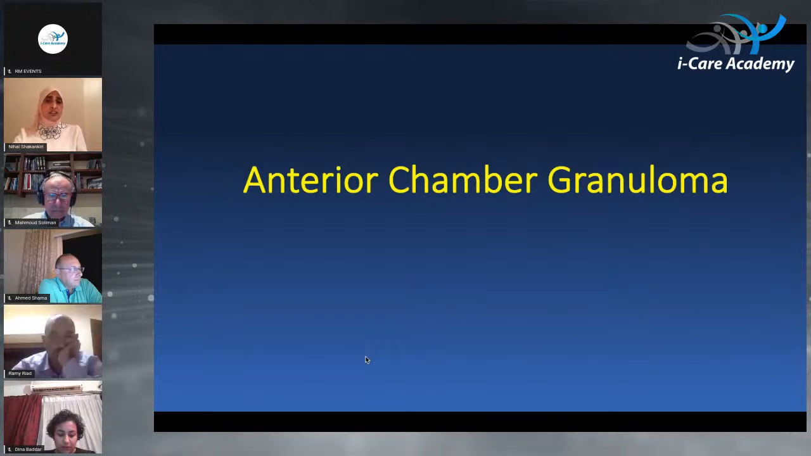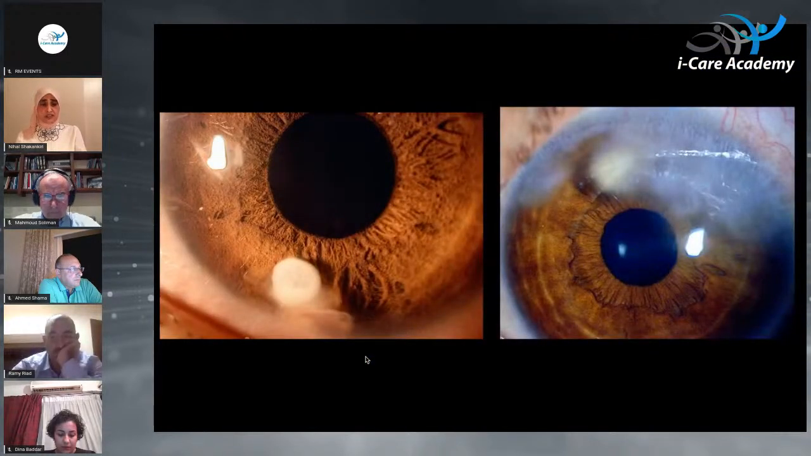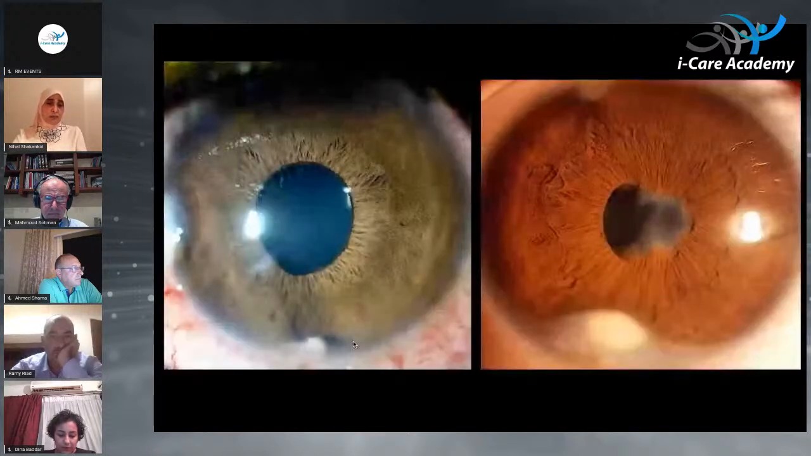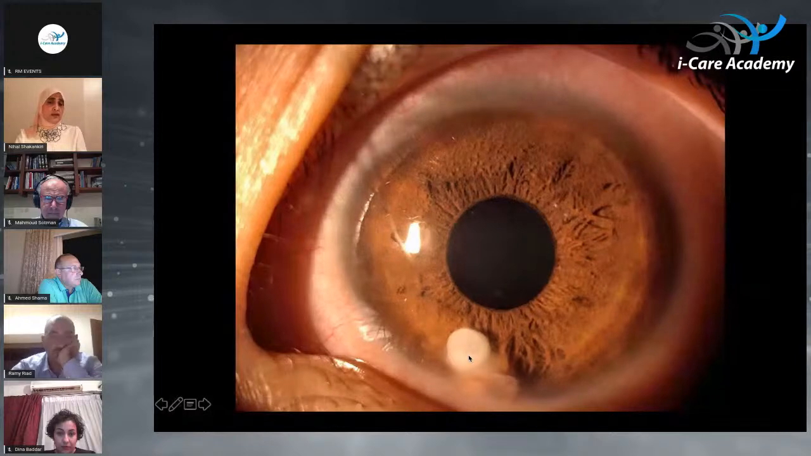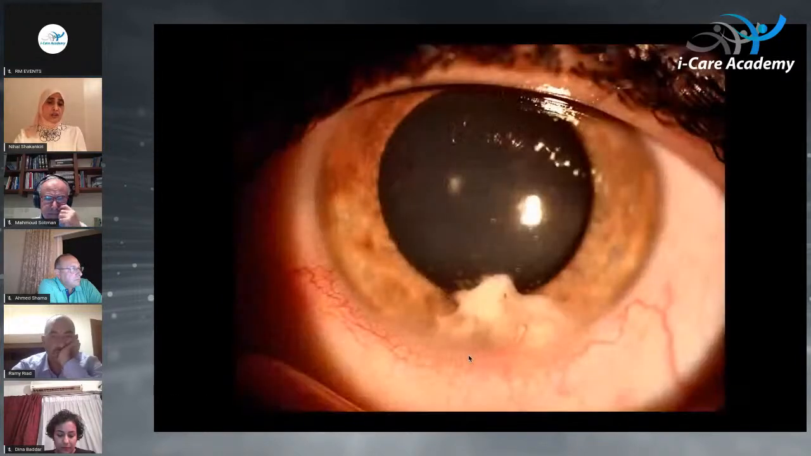The anterior chamber granuloma that you mentioned, Dina, we see in many cases, usually located in the lower part of the anterior chamber. Sometimes we rarely see it in the upper part. It may be variable in size, small or large, and sometimes associated with cells and KPs on the back surface of the cornea. Sometimes it is circular, and sometimes it is irregular.